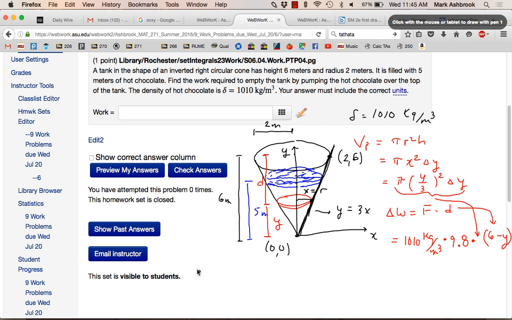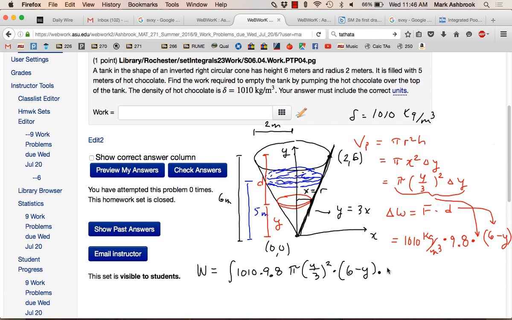So total work is the integral of 1010 times 9.8 times the volume gives the weight or the force, times 6 minus y dy to get everything in there. And we're going to integrate from what to what? When we integrate, we want to get all the elements, right? For what values of y covers all the elements? 0 to 6.